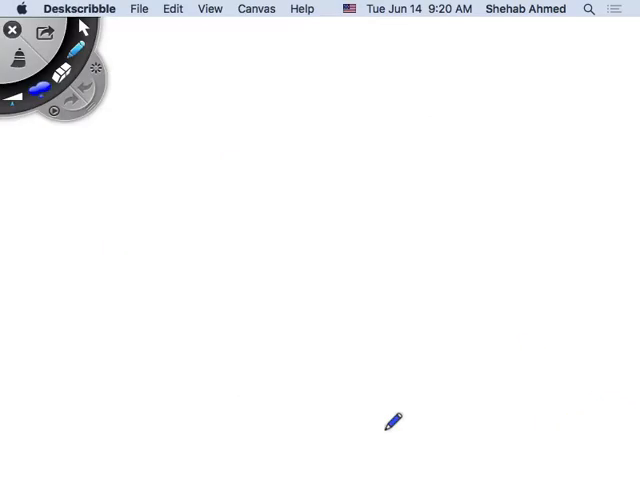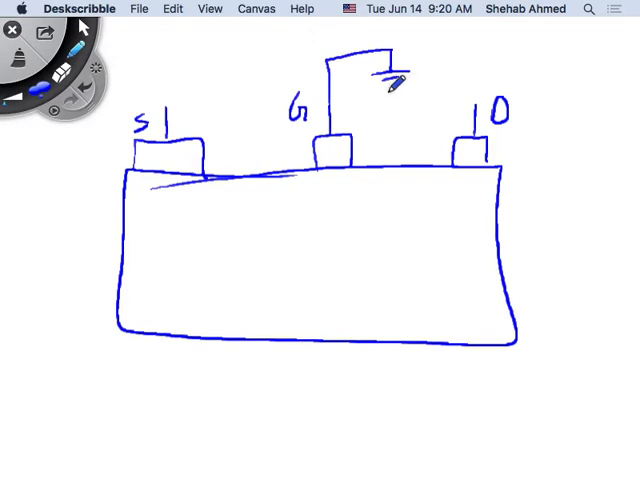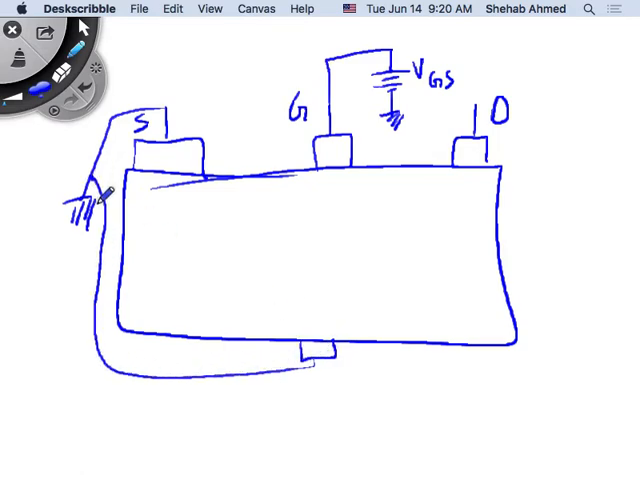Okay, so I will draw the device again. This is my source, this is my gate, and this is my drain. I will be applying a positive voltage between the gate and ground. This is VGS, right? And this source terminal I will ground. And remember, this source terminal was also connected to the body, so the body is also grounded to your reference point, like the circuit ground, right? And this I will also connect to ground initially, right?